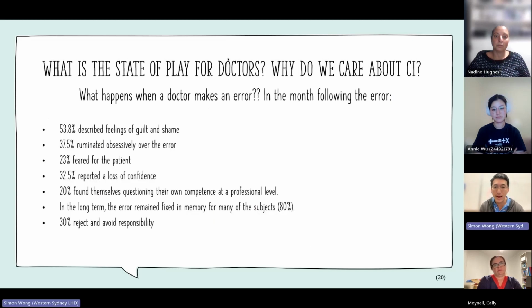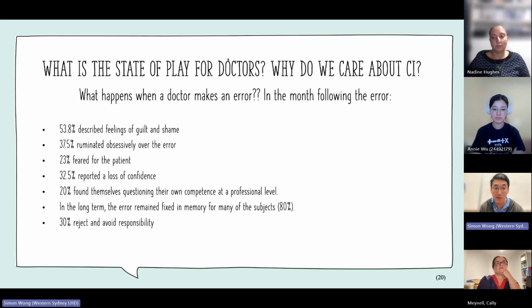And why do we as healthcare workers care about critical incidents? In 2014, there were studies on what happens when a doctor makes an error. They interviewed about 57 doctors in the month following the error. What they found was that about 50% of them described feelings of guilt and shame.